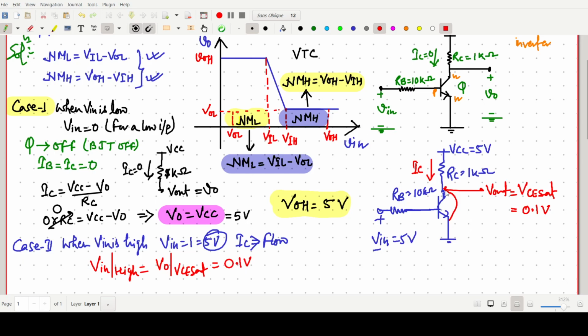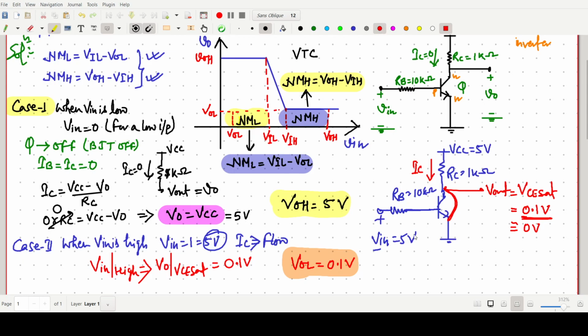Ideally, if we think VCE sat is given nothing, we can say this VCE will be 0 volt, but it is given VCE sat value 0.1 volt, so we have to take 0.1 volt. Is nothing but simply the output value for the high input. So this value is nothing but simply our VOL, 0.1 volt. So this one is the other parameter that we have calculated. Now VOH and VOL are there.